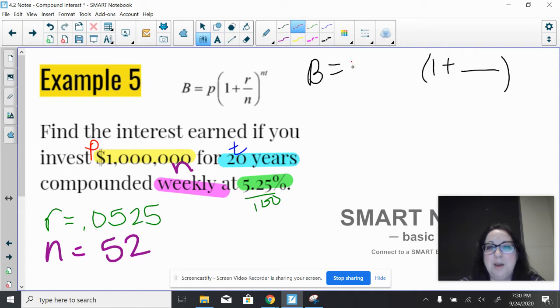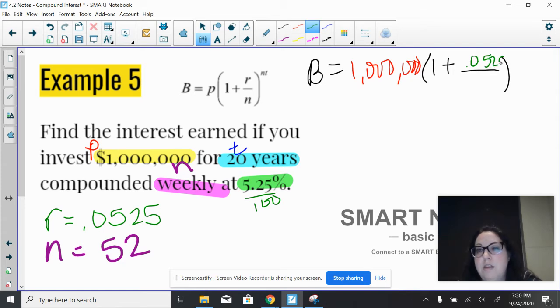So we've got $1 million investment. I could almost squish that in. Times the quantity 1 plus the rate, and we change that to 0.0525 divided by our N value of 52. Oh, goodness gracious. And then we're going to raise that to the 52 times our time value of 20.